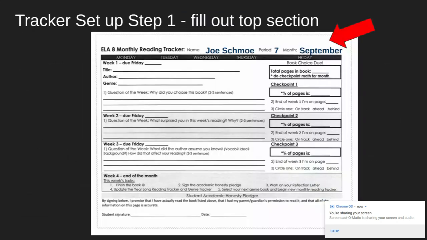Let's begin. Have your tracker in front of you and be prepared to pause the video as you go along to complete each step. Step 1, I want you to fill out the top section with your name, period, and the current month. Pause the video and do that.